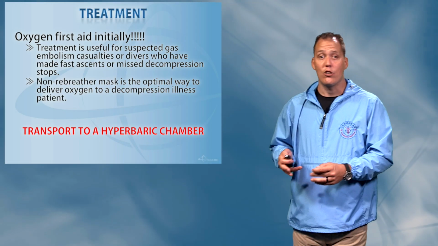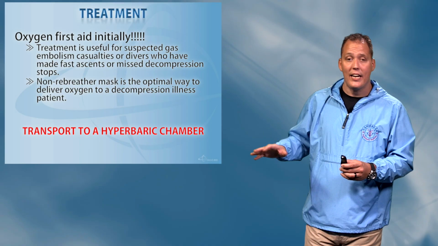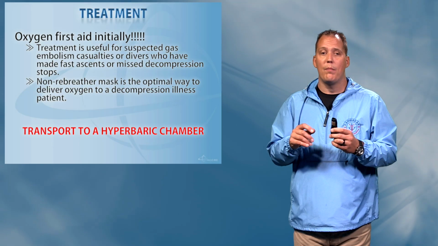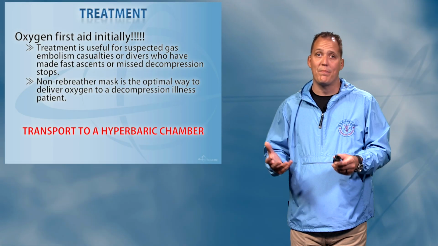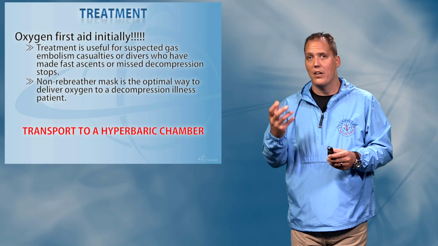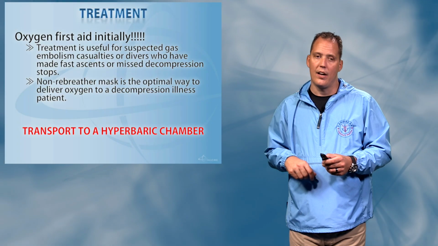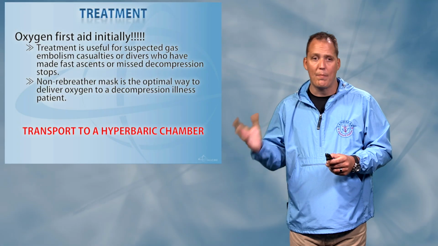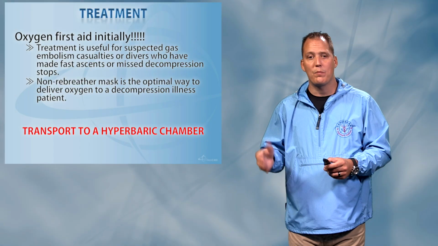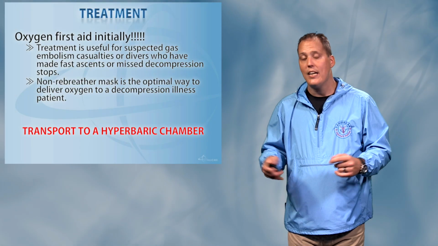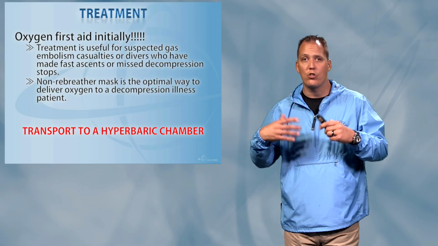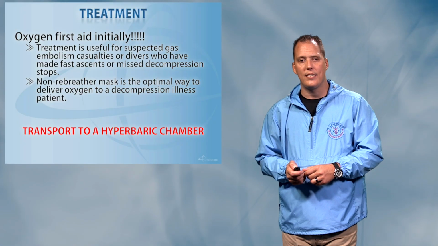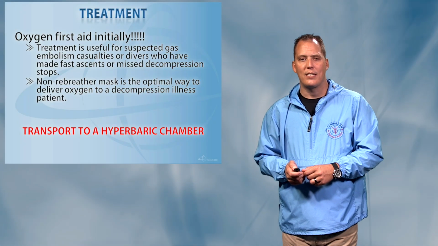Again, your initial treatment is oxygen first aid immediately. Put them on a non-rebreather mask, give them as much flow as you can, and get them oxygen. Because obviously these patients may not be breathing, so you wouldn't want a demand regulator. You'd obviously want a non-rebreather. It's the optimal way to give it. And then you want to transport them to a hyperbaric chamber immediately. But 100% oxygen stops on-gassing. You will start, at least, helping off-gas some of that nitrogen.